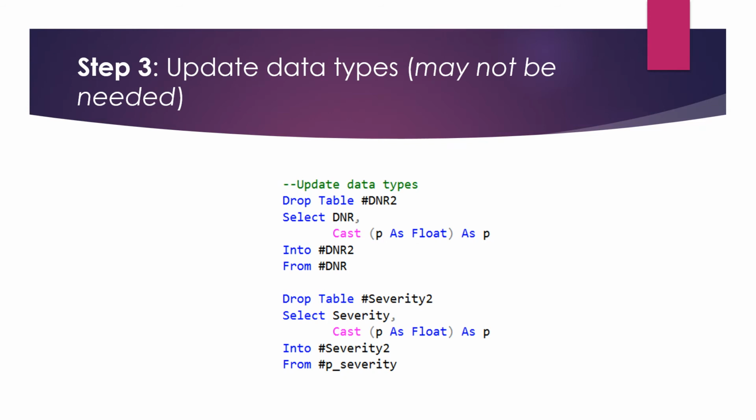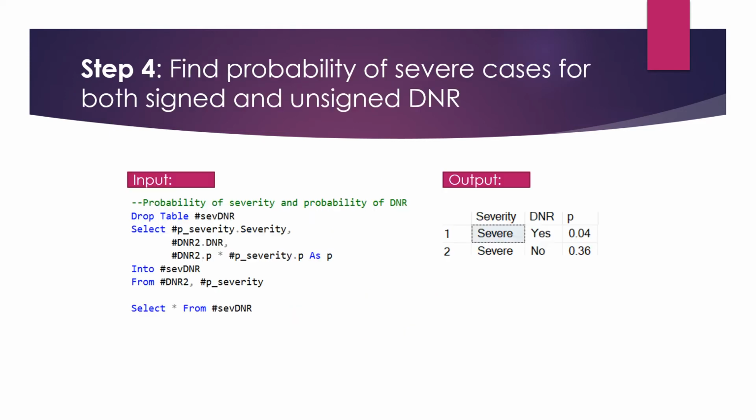Thirdly, we may need to update some data types to allow the query to execute smoothly. In this slide, you can see that the p-values in the severity and DNR data tables were converted to a float data type. In step 4, we need to find the probability of severe cases for both signed and unsigned DNRs. To get the p-value, we multiply the p-value from the DNR table with the p-value from the severity table. The result is the p-value for both signed and unsigned DNRs.